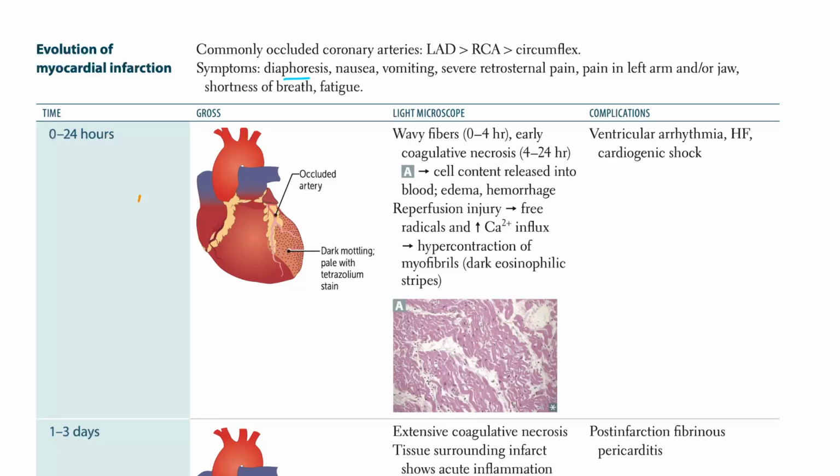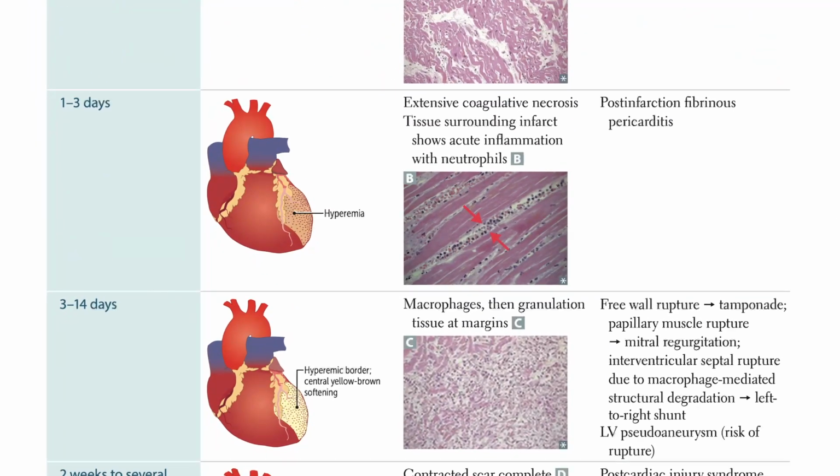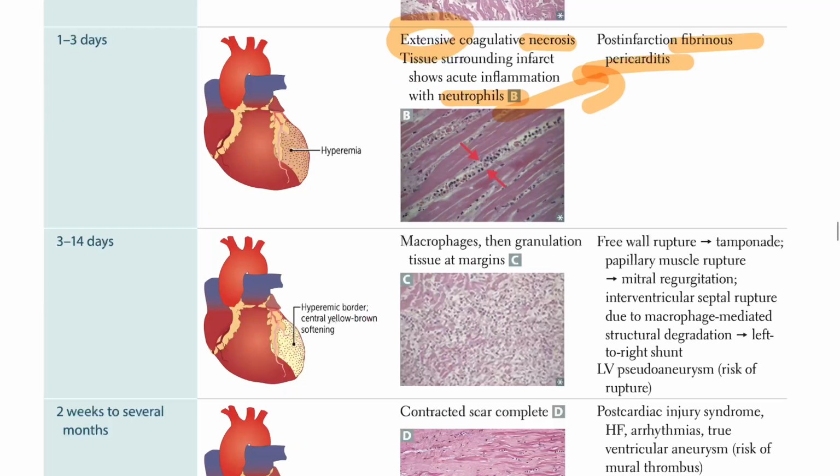Okay, we talked about how the evolution of myocardial infarction is in 0 to 1 day. Just call it 1 day. Within a day, you're going to have coagulative necrosis. You will have reperfusion injury, which will lead to hypercontraction. Arrhythmia, high yield. Within a day, you can have arrhythmia, heart failure, and shock. After 1 to 3 days, you're going into extensive necrosis with neutrophils being there. It can lead to pericarditis, fibrinous pericarditis.